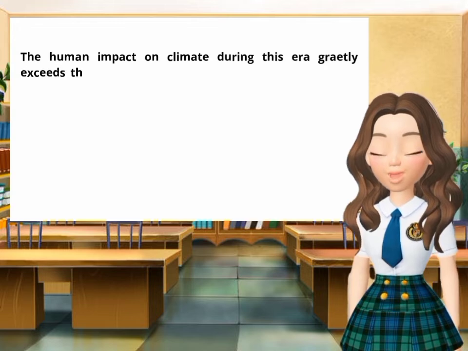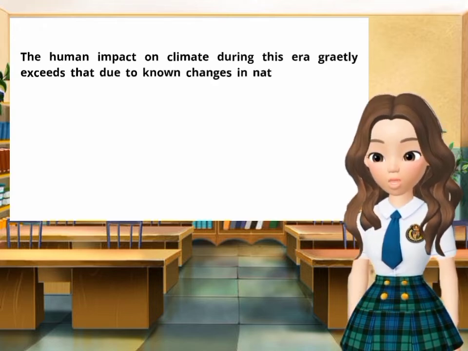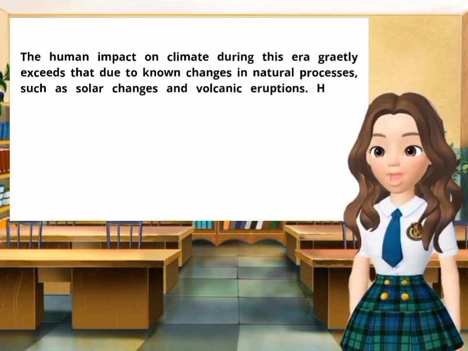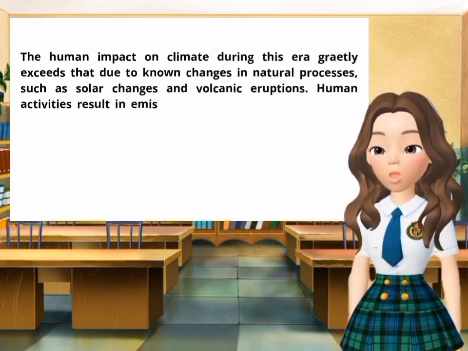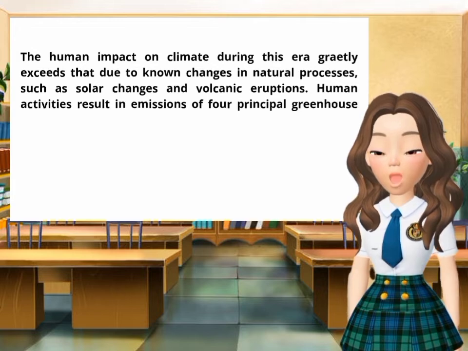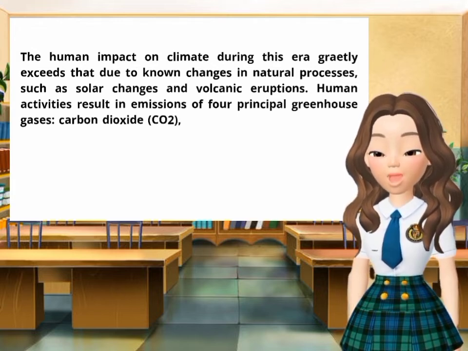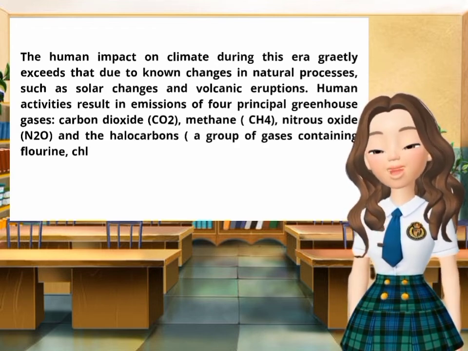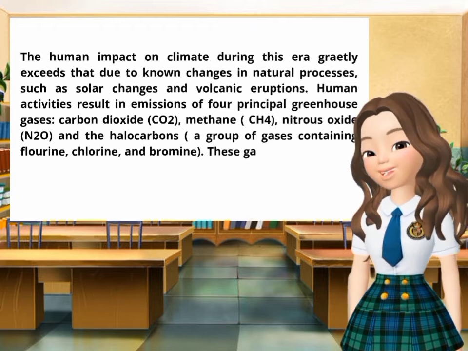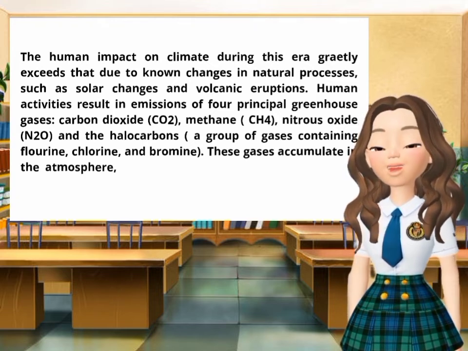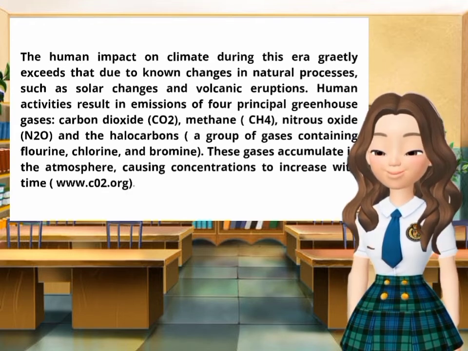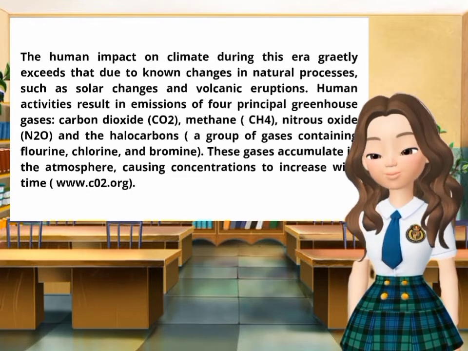The human impact on climate during this era greatly exceeds that due to known changes in natural processes such as solar changes and volcanic eruptions. Human activities result in emissions of 4 principal greenhouse gases: carbon dioxide, methane, nitrous oxide, and the halocarbons, a group of gases containing fluorine, chlorine, and bromine. These gases accumulate in the atmosphere, causing concentrations to increase with time.